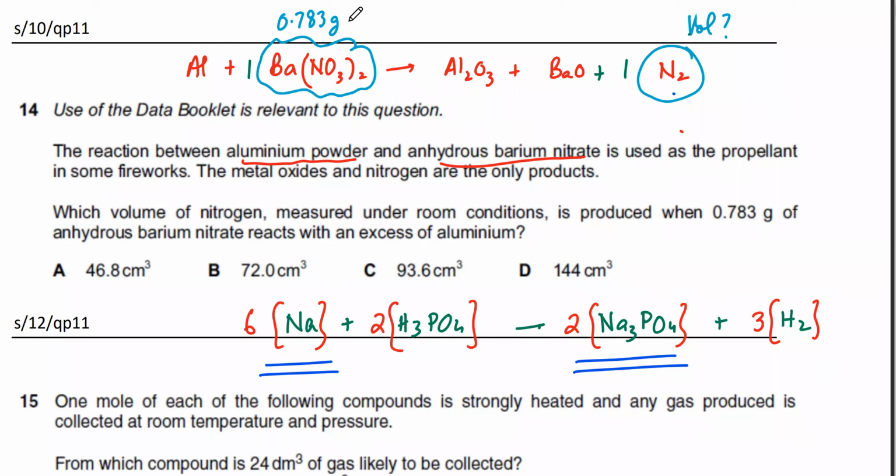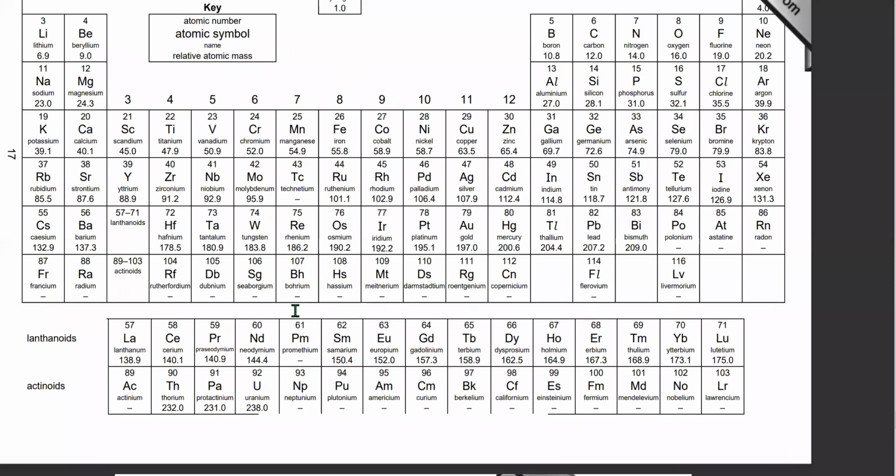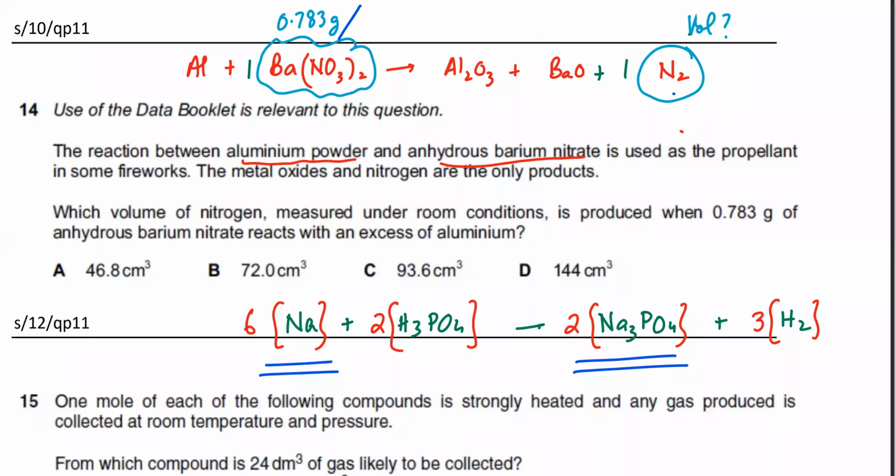So how many moles do you have over here? It's mass divided by Mr. Mass is given. Barium is, I'm not sure, 137 something, or it is 137.3 over here. So it's 137.3 plus NO3, that's 14 plus 16 into 3 is 48, plus 14, that's 62. 62 into 2 is 124. So you get this. Can anyone tell me how many moles you're getting, mass divided by Mr, for this one?